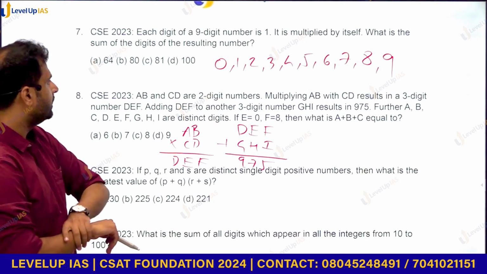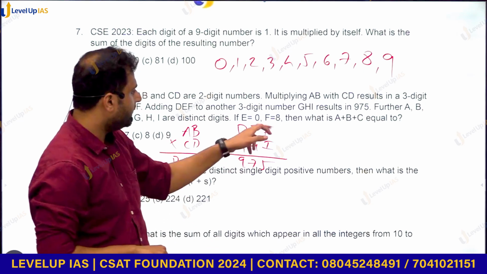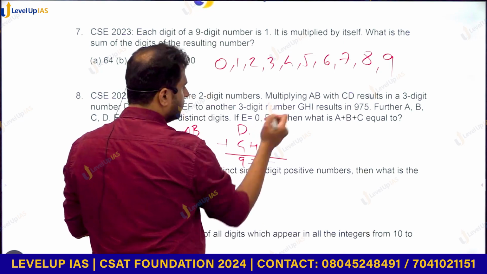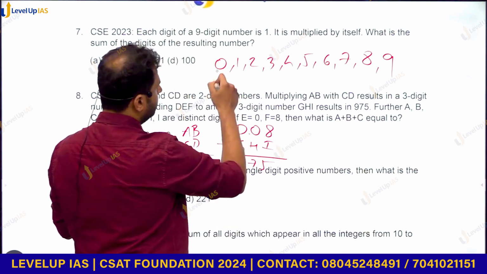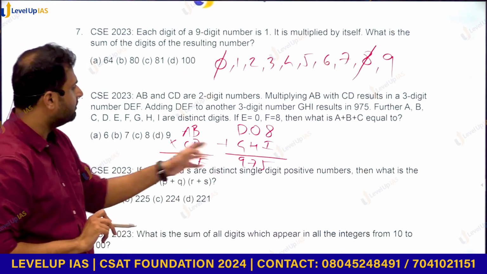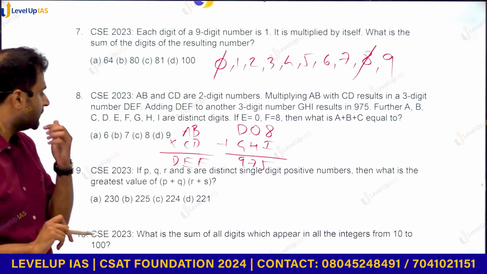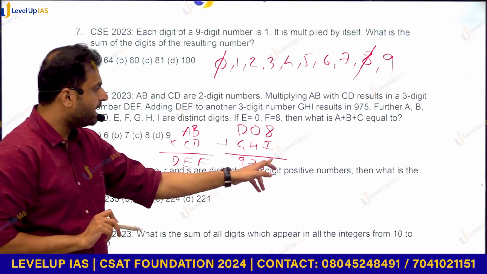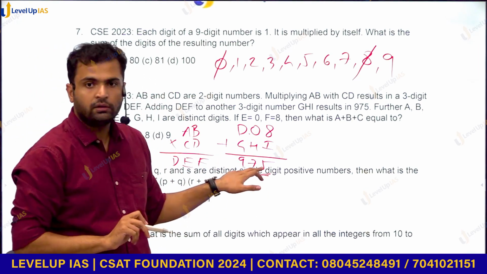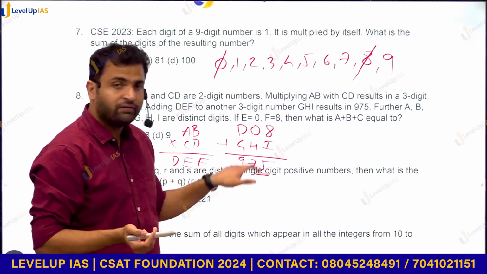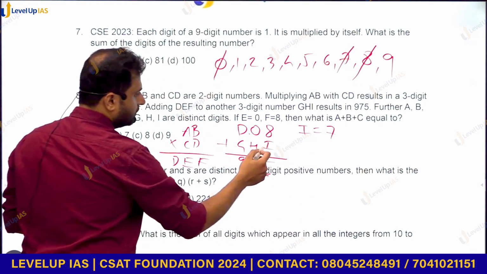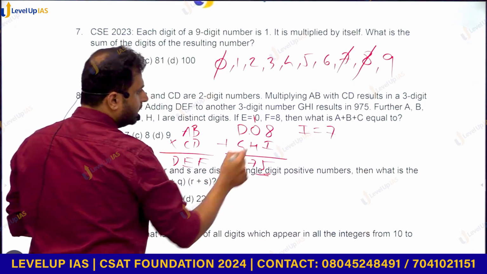Fine. What is given? E is equal to 0 and F is equal to 8. Let us just put it. E is equal to 0 and F is equal to 8, and because we can't use them again, we cut them. So the rest of the alphabets cannot be 0 or 8. Okay, so we have 8 plus I ending in 5. Now this 5 has to come from 15. There is no other alternative. So I has to be 7. So if I is 7, you get 5 here and you get 1 carried forward.